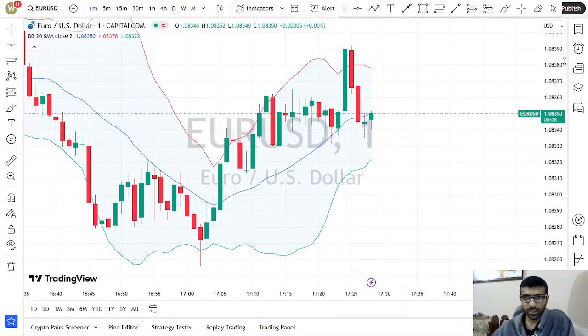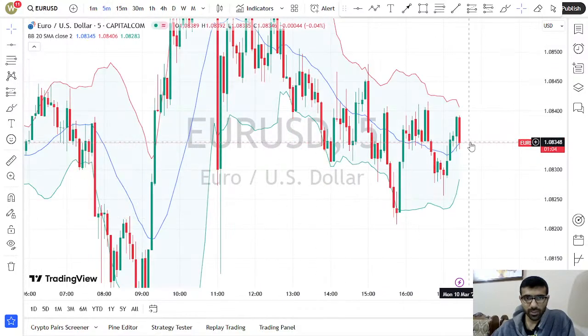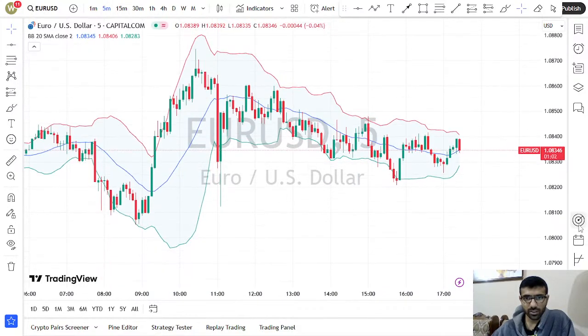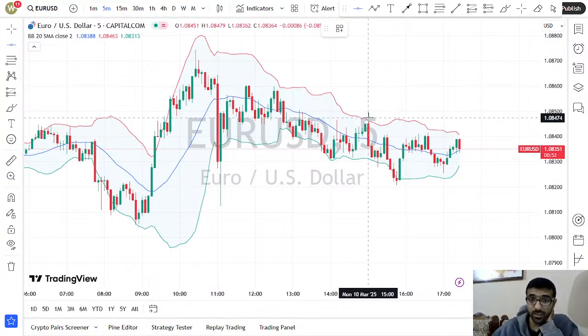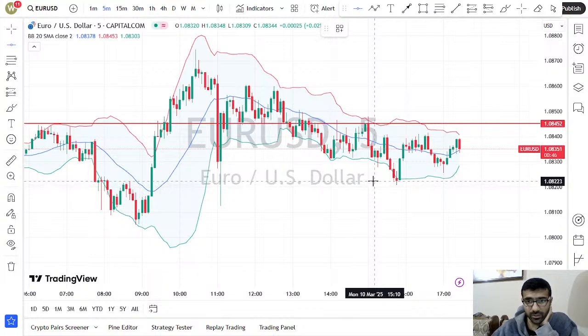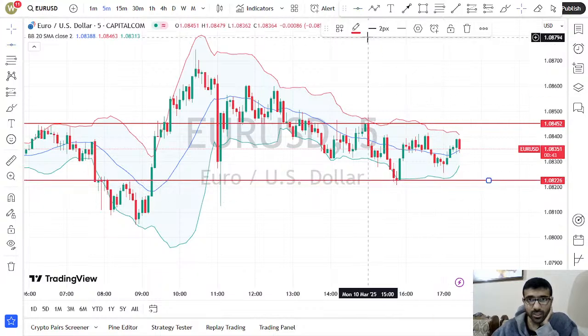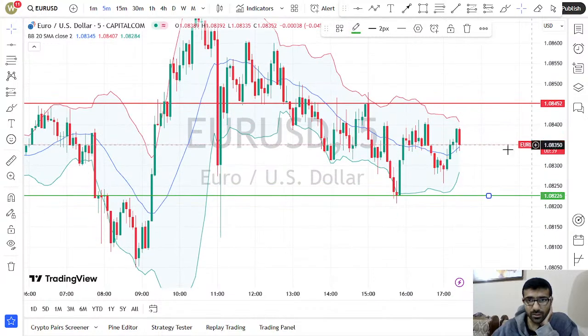Okay, great. So let us go to the 5 minute time frame and mark our area. Yes, I think this is already ranging. Okay, so this is the recent low and the recent high is, I think, this area. This will be our recent high, and this is the recent low.